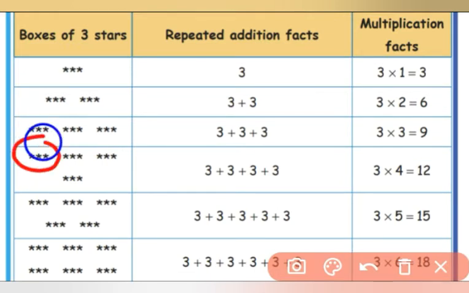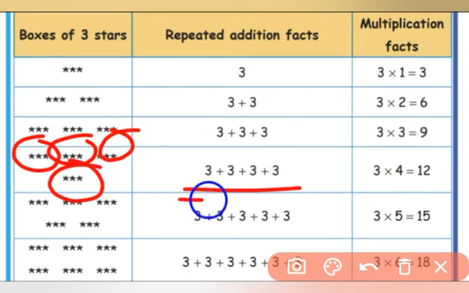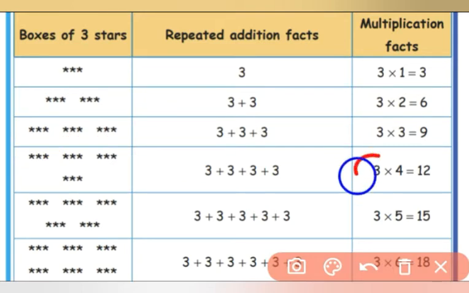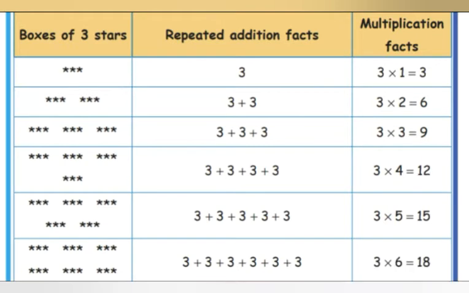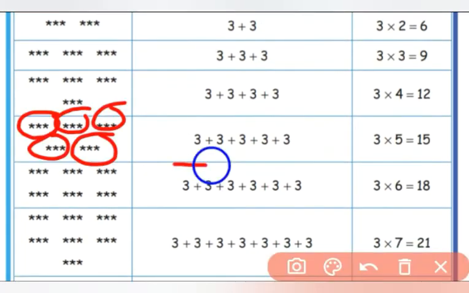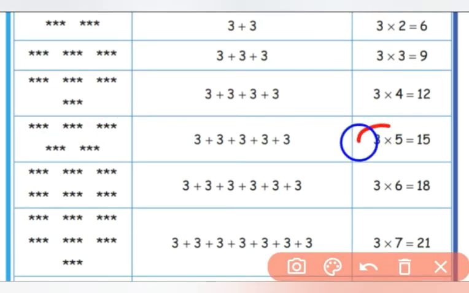Next, see 4 times 3. The number of stars is 3. 4 groups, 4 boxes, and the total number of stars is 12. The multiplication fact is 3 into 4 is equal to 12. Next means 5 times 3. The number of stars is 3. 5 boxes. The total number of stars is 15. The multiplication fact is 3 into 5 is equal to 15.